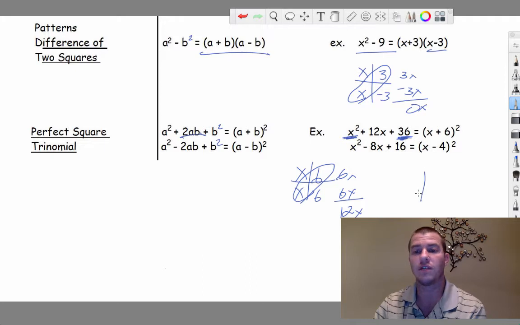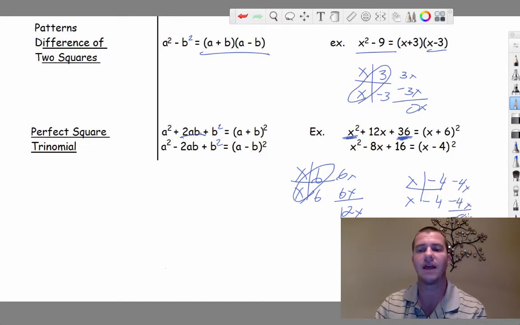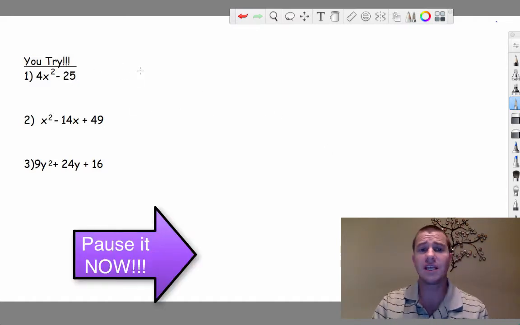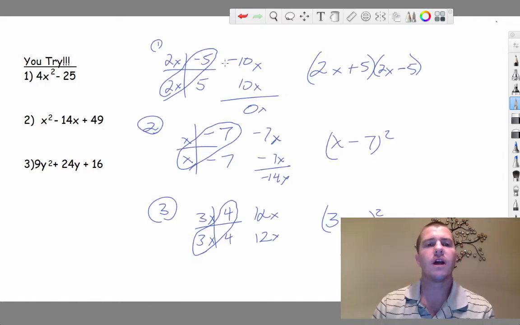And for this one, you would do the same thing, x and x. Because they multiply to be a positive and add to be a negative, both of them would have to be negative, because they still multiply to be positive, but when you combine them, they combine to stay a negative 8x. So that's x minus 4 times x minus 4, which is x minus 4 squared. So go ahead and try these. Just use the t-chart the same way. So here are your answers.